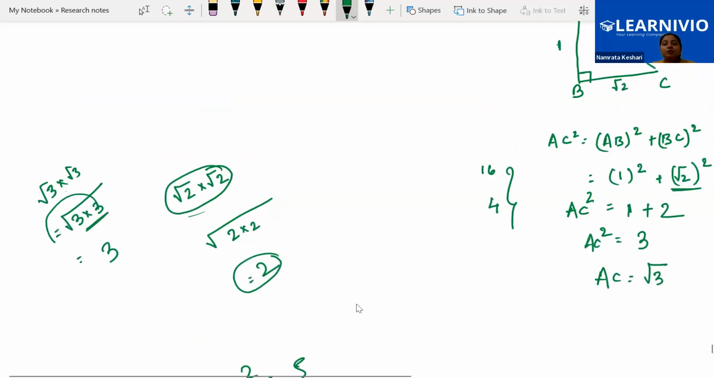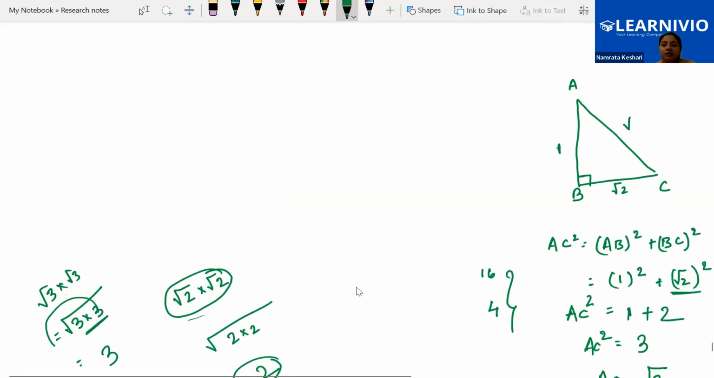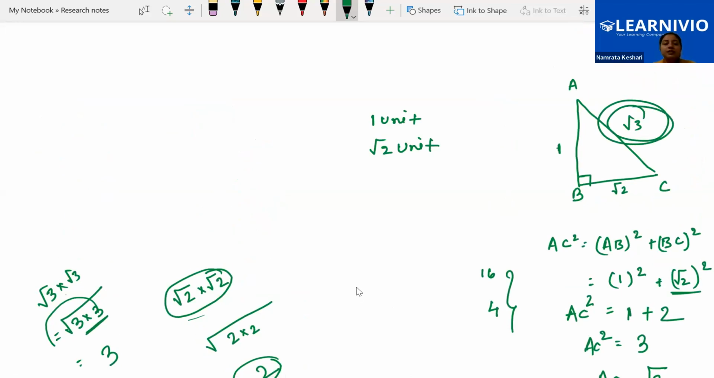So to plot root 3, what do we need? On one side we need 1 unit, 1 centimeter or 1 unit, whatever you say. On the other side, we need root 2 unit. To get root 3, just like the previous case, we need 1 centimeter on one side and root 2 centimeter on the other side. Are you getting it?